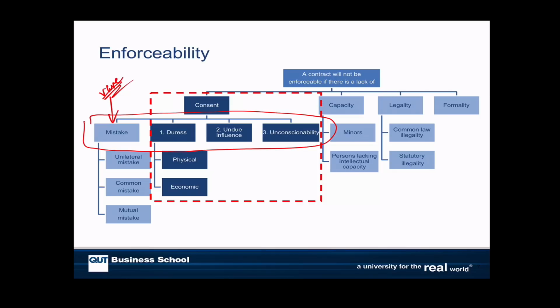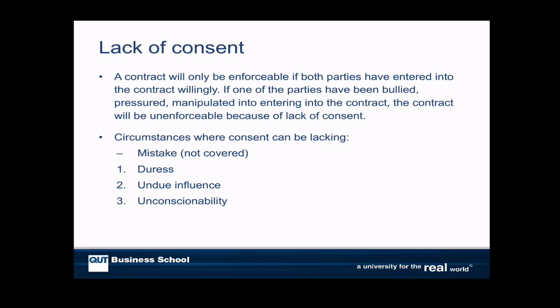What we might run into though are cases involving duress, and that can be physical duress or economic duress, undue influence, and unconscionability. Now all these situations involve in some sense one of the parties not truly agreeing to the deal. Some other force has acted on them to get them to agree. That lack of consent means that one of the parties hasn't entered into the contract willingly. They could have been bullied, pressured, manipulated into entering the contract. And so that's where the focus on duress, undue influence, and unconscionability comes from.